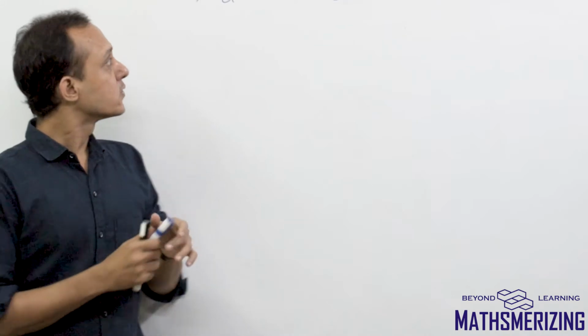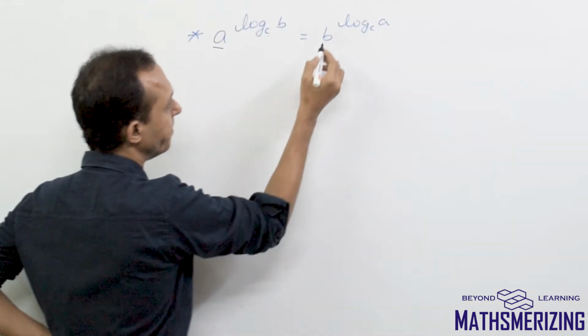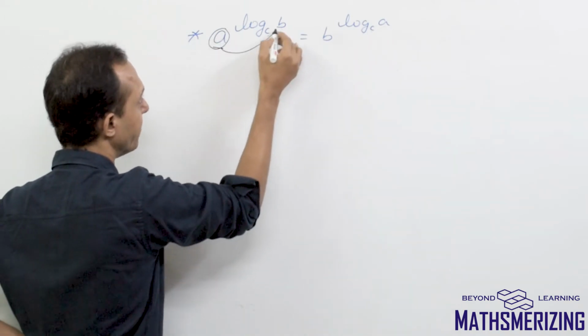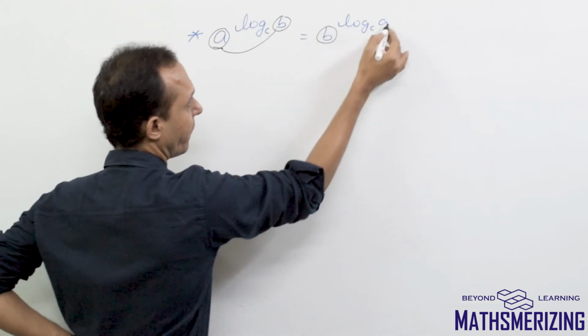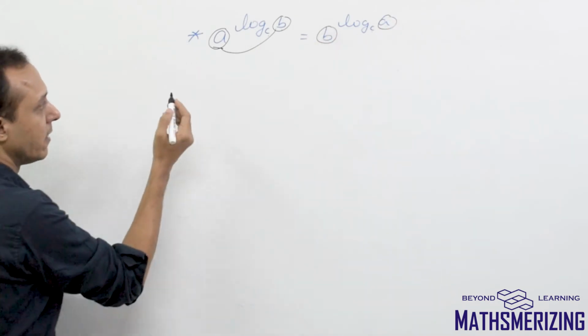Now another property is we can write a to the power log b base c as b to the power log a base c. So basically if I interchange this a and b, then the result will be the same. So there will be no change. Now how do we do that?